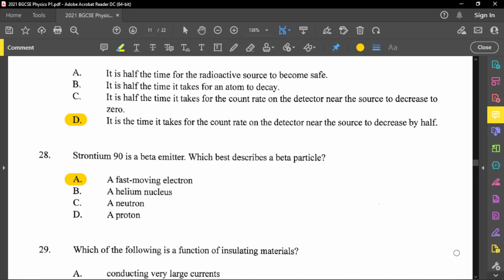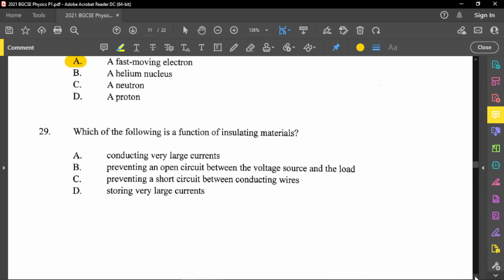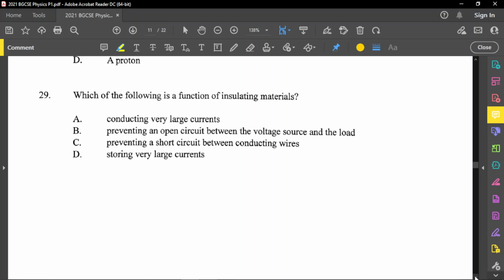All right, so question number 29. It says, which of the following is a function of insulating materials? So what an insulator does is actually prevent current from flowing through it. So an insulator prevents current from flowing through it. And so saying it conducts very large current is not true at all.